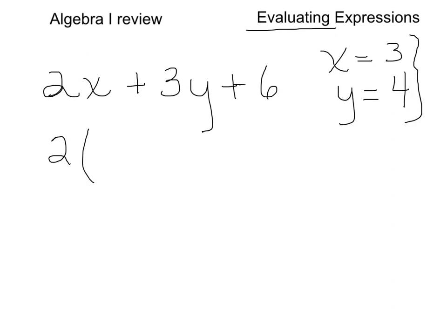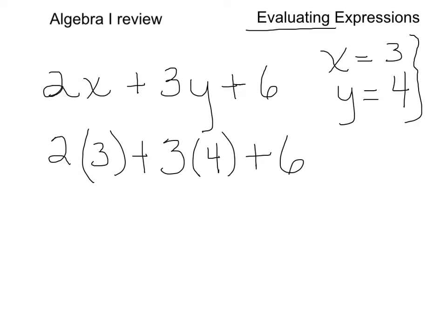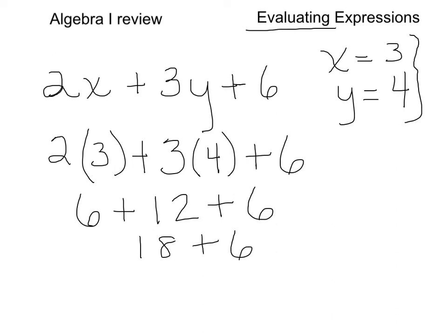So I'm going to substitute in 3 for x. I'm going to substitute in 4 for y, and I'm going to carry down the 6 because I'm not ready to do anything with it. My order of operations says take care of my multiplication first, which I have done. 2 times 3 is 6, 3 times 4 is 12, and I bring the 6 down again. 6 plus 12 is 18, plus the 6 is 24.